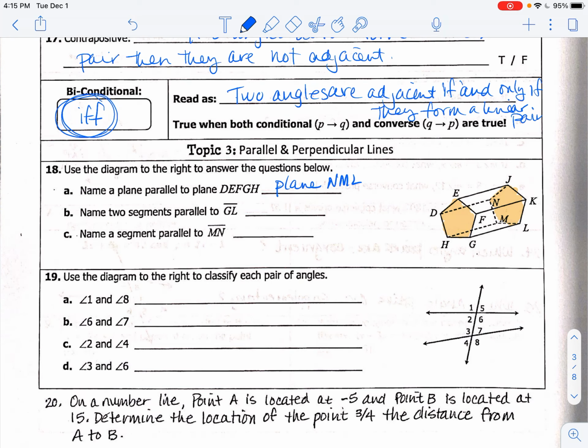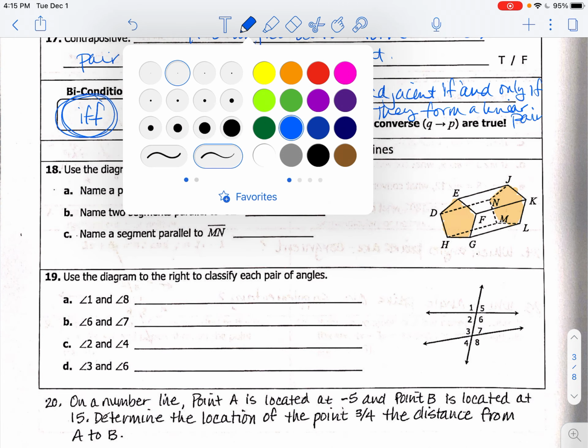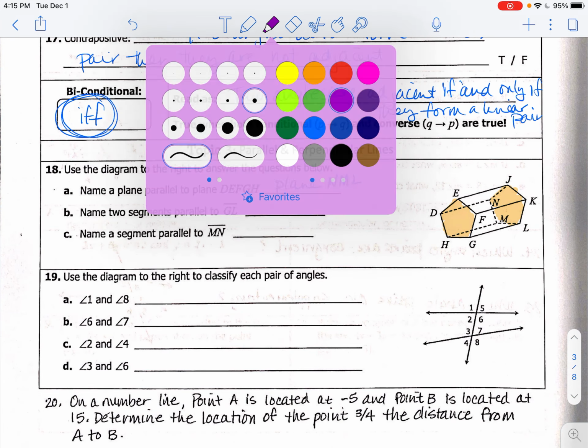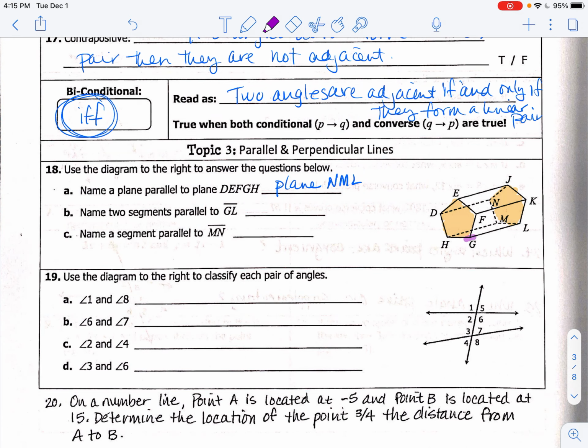Name 2 segments parallel to GL. Okay, so let's see. GL is going to be this one right here. If I want to be parallel, how about FK and EJ?